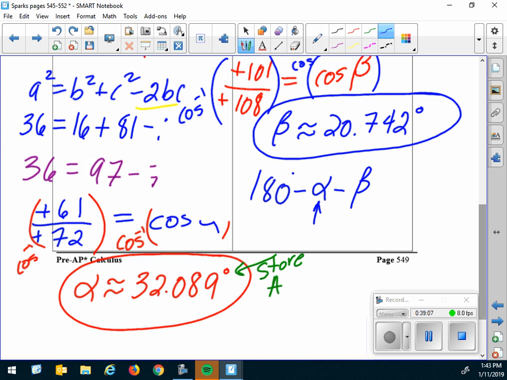Okay, but you're supposed to get, because it wouldn't be that off. If you do this plus this, what do you get with the real answers, not just the rounded? You get 52, almost 53, right? So 180 minus 53 is 127. Maybe you better store it.